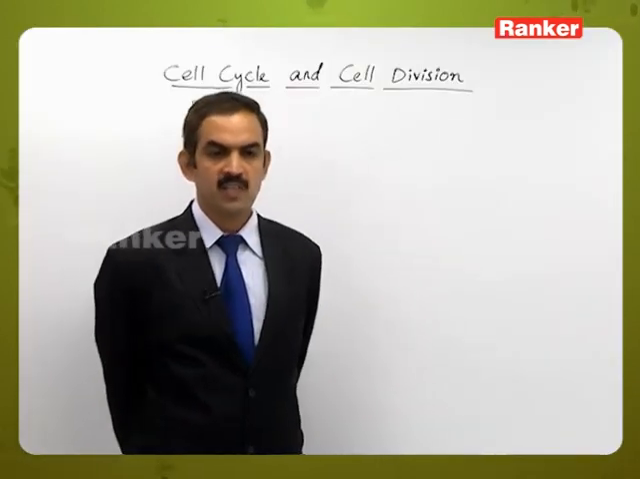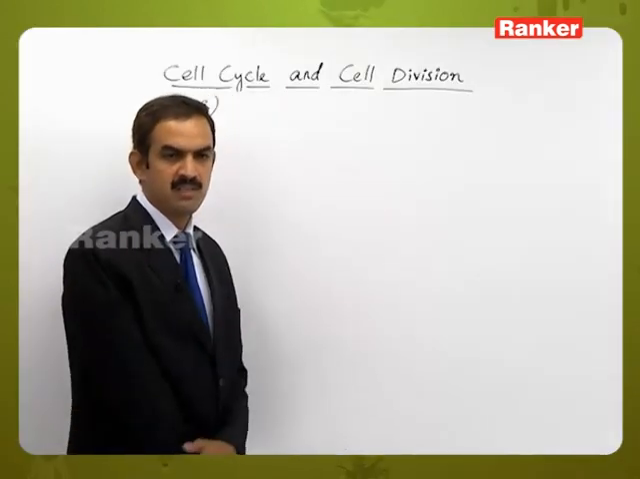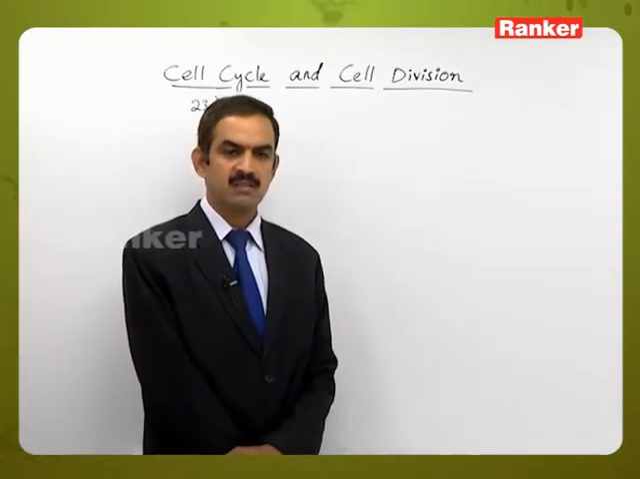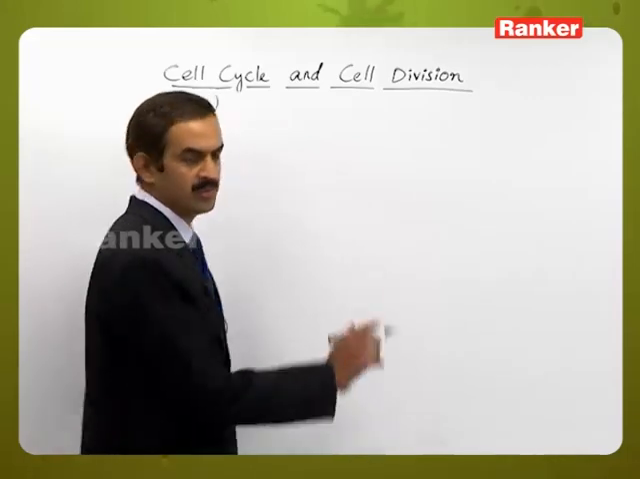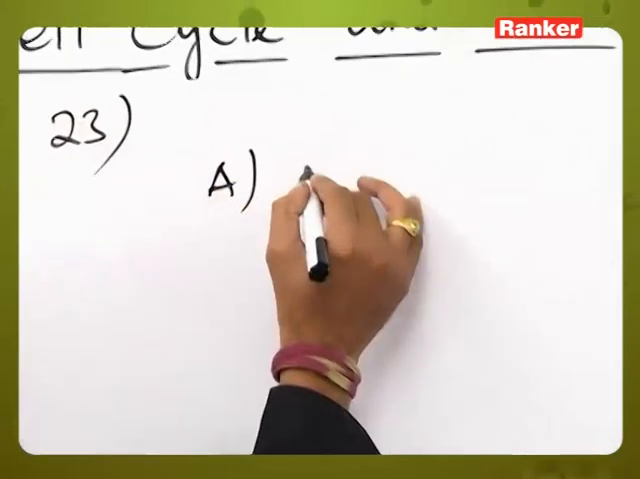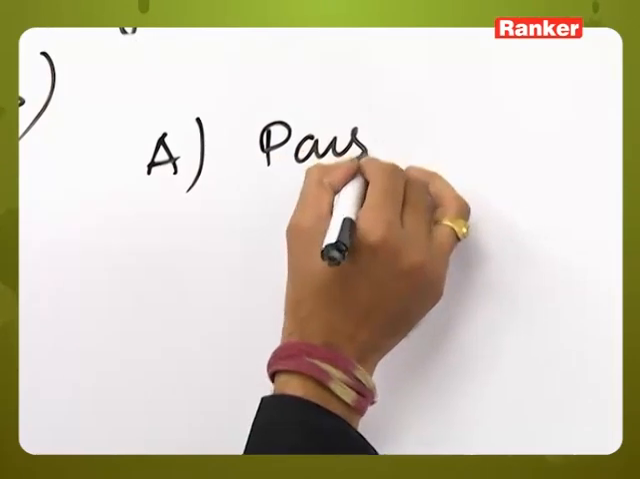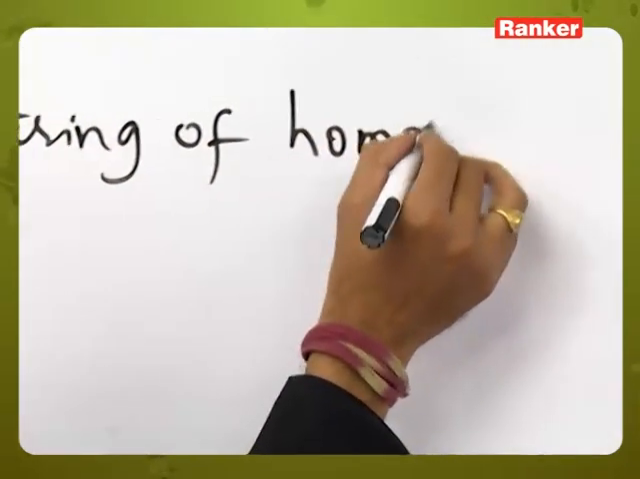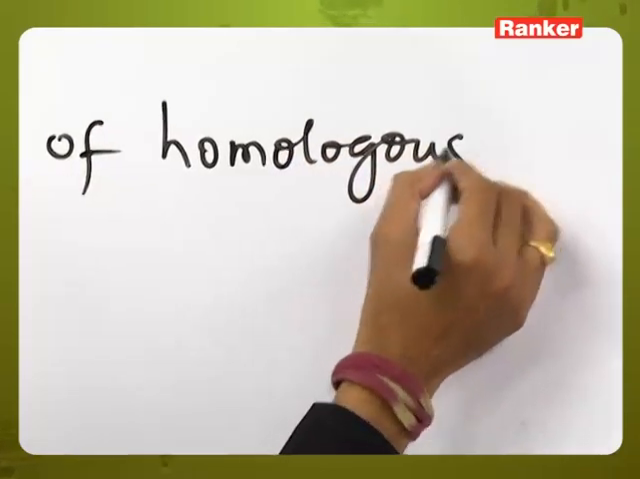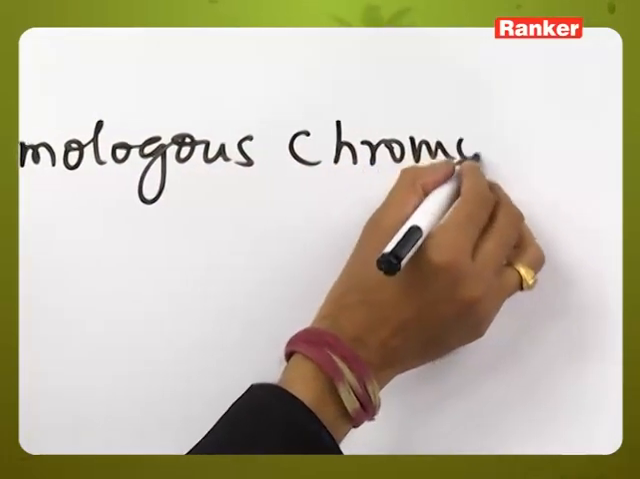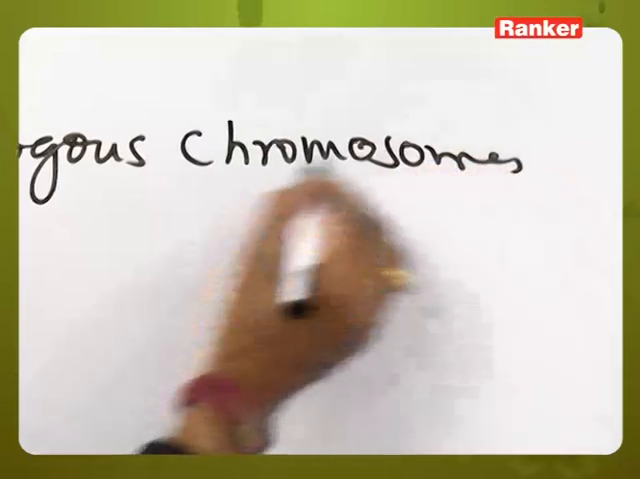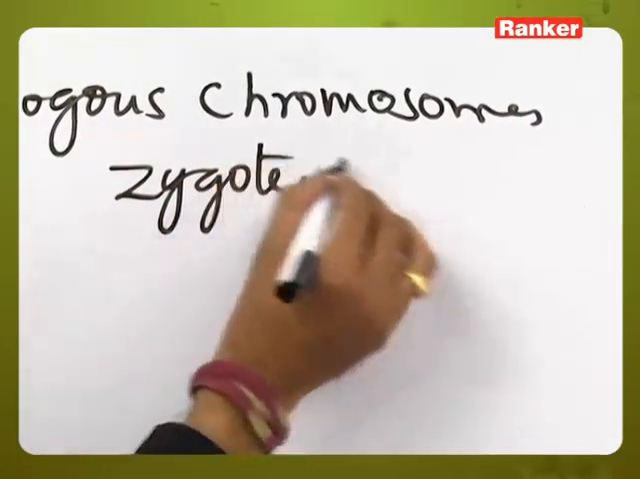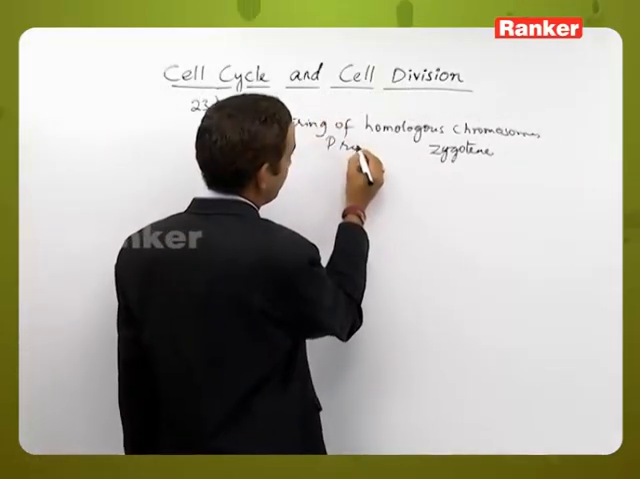So here in this process they have given A, B, C, D. So from the given options we can say that the first thing is the pairing of homologous chromosomes. The pairing of homologous chromosomes is nothing but synapsis. This process will occur during zygotene, and zygotene is part of prophase 1.